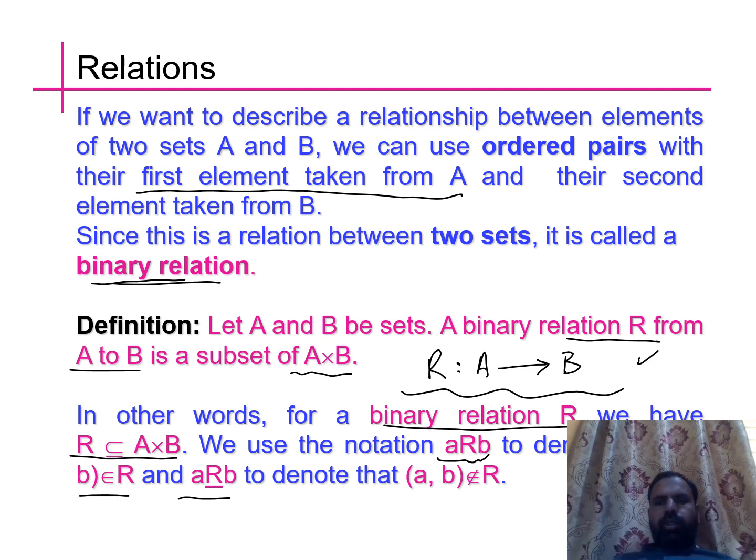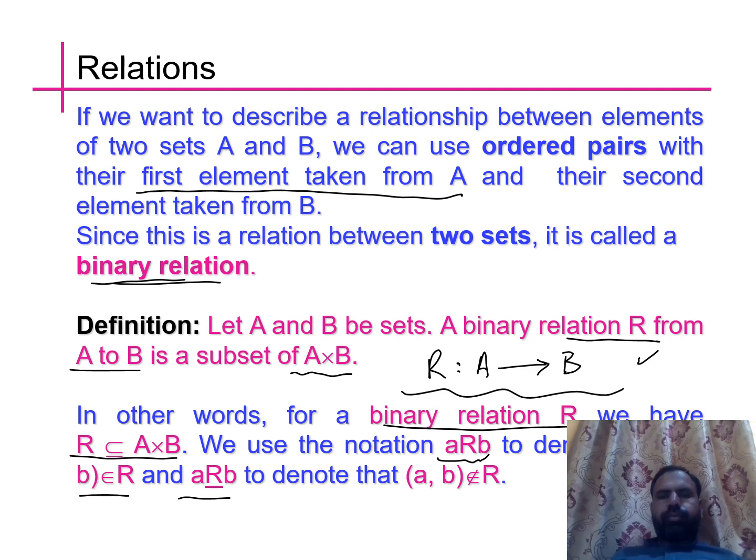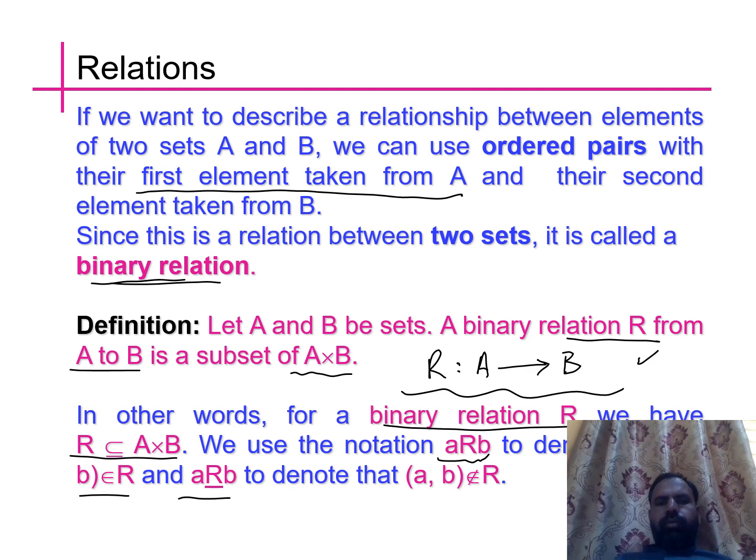A binary relation R from A to B is a subset of A cross B. In other words, for a binary relation R, we have R which is a subset of A cross B. So we use the notation a R b, which means a is related to b. And if we write a R-slash b, it denotes that (a, b) doesn't belong to R.